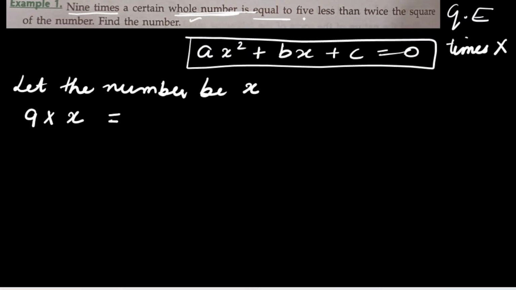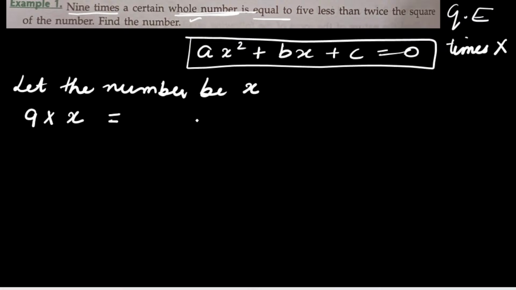So is equal to 5 less than twice the square of the number. 5 less than twice the square. So we have to write 5 less than twice the square. So what we have to do here, you have to think.